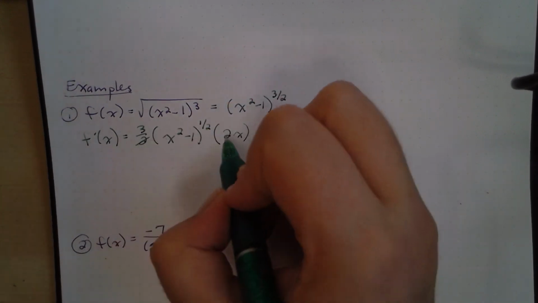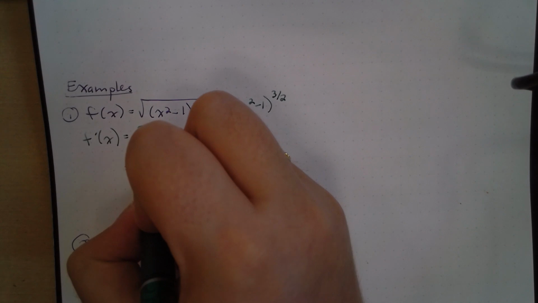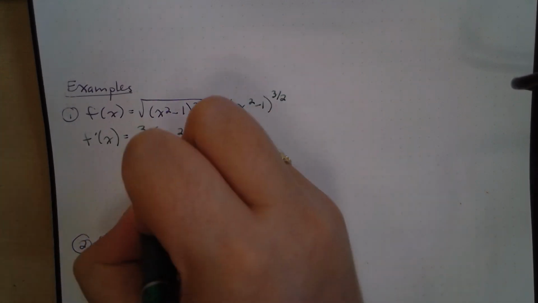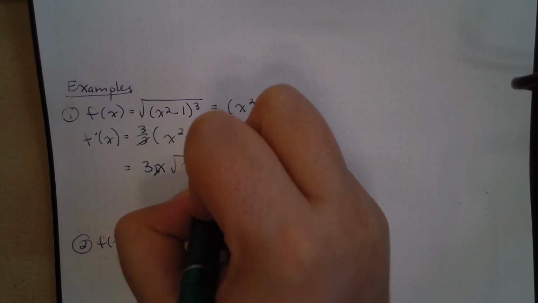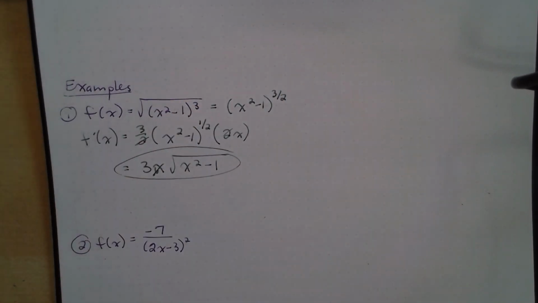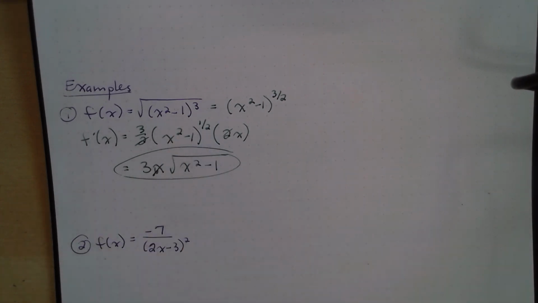So now I'm going to simplify a little bit. These 2's are going to cancel, so my derivative is just going to be 3 times, don't forget my x there, 3x times the square root of x squared minus 1. Much more simple than actually expanding this out and then taking the square root of everything. That would take quite a long time.